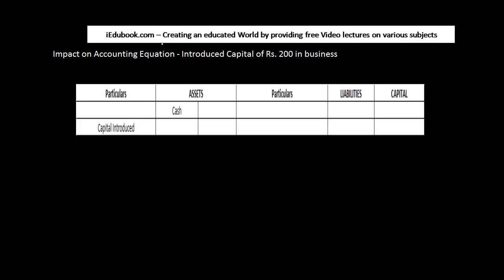Impact on accounting equation: introduced capital of rupees 200 in business. Now, we all know what an accounting equation is, right? An accounting equation basically represents that all the assets are equal to the liabilities of the business plus the capital of the owner of the business, right?